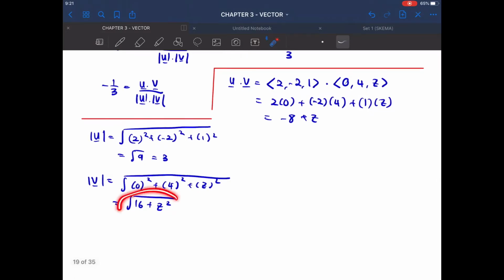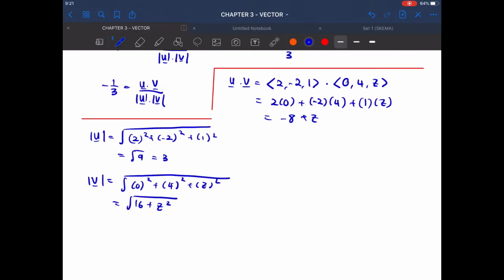Okay, so 16 plus z squared under the square root is not the same thing as 4 plus z. So this is wrong, because you have 16 plus z squared and the whole thing is under the square root. It's not the same thing as square root of 16, which is 4, plus square root of z squared, which is z. No, this is wrong.